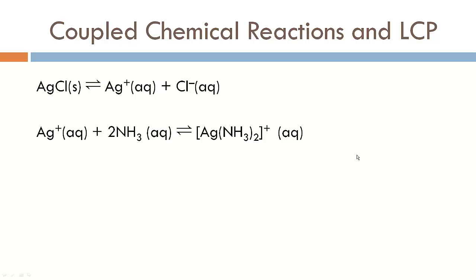So I want to talk a little bit about coupled chemical reactions and Le Chatelier's principle. We have two reactions here. One is the reaction of silver chloride dissolving to form silver ions and chloride ions.